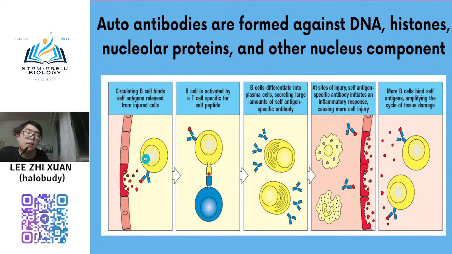So this B cell now is abnormal. Your circulating B cell will bind self antigen released from injured cells. So when you are injured, you will release self antigen. This self antigen actually does not have any effect either. Tak ada apa-apa effect yang buruk kepada badan awak kerana you just injured je. But in normal situation, your T cell and B cell will not take any action. Tak akan buat any action.